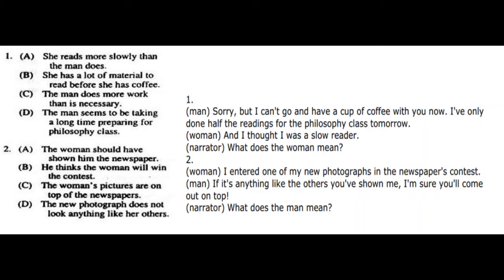Number 1. Sorry, but I can't go and have a cup of coffee with you now. I've only done half the readings for the philosophy class tomorrow. And I thought I was a slow reader. What does the woman mean? Number 2. I entered one of my new photographs in the newspaper's contest. If it's anything like the others you've shown me, I'm sure you'll come out on top. What does the man mean?